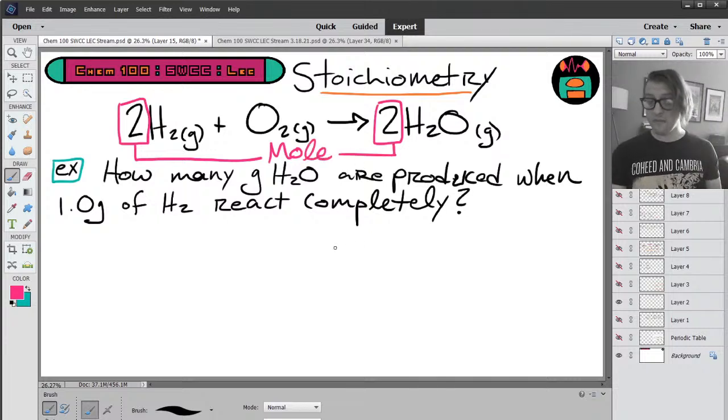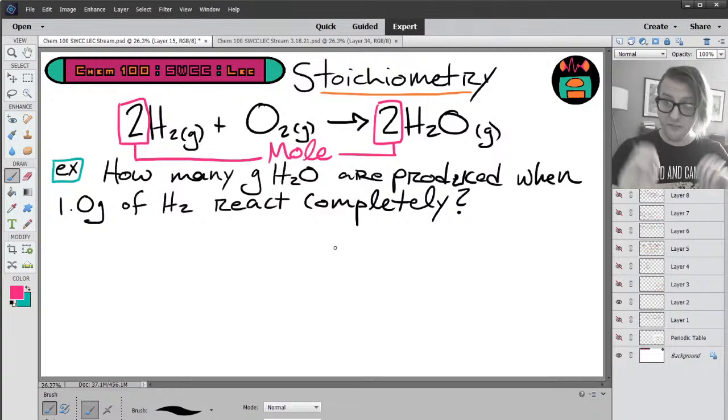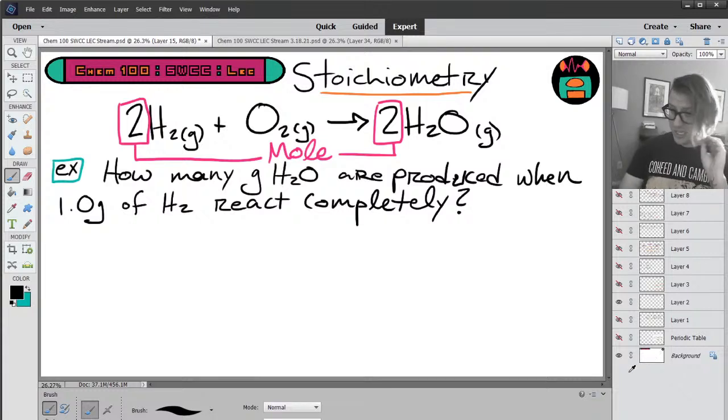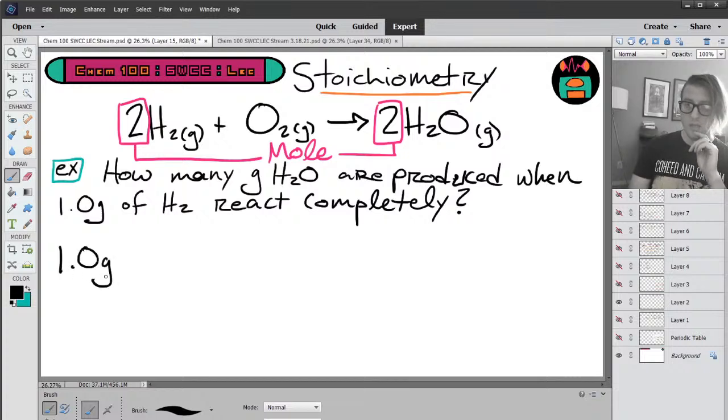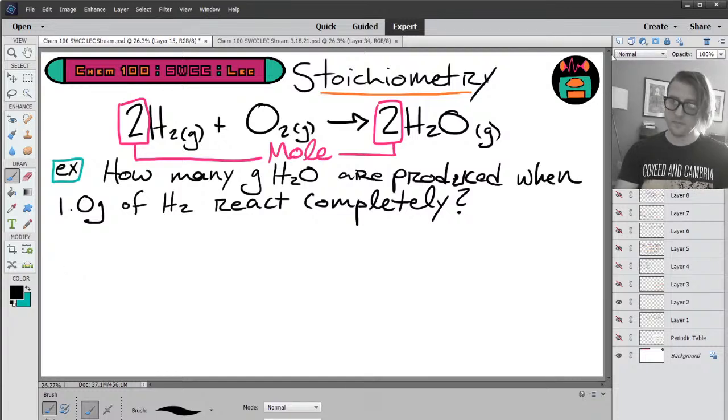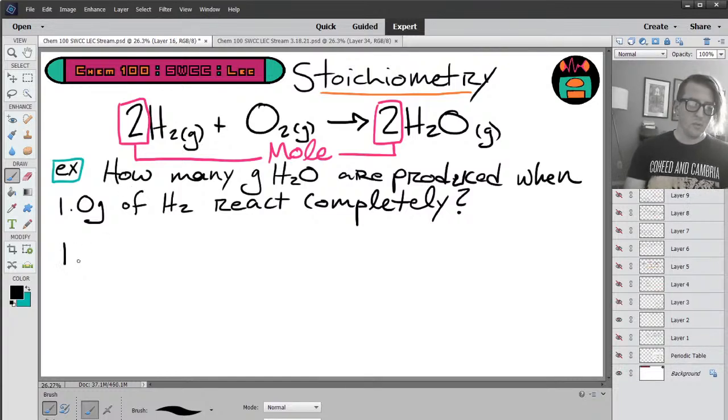It doesn't tell you that 1 gram of hydrogen produces 1 gram of water, it tells you 1 mole of hydrogen produces 1 mole of water. So you have to convert from grams to moles if you want to use the built-in unit conversion inside your chemical equation. All right, so always, first step, stoichiometry, always going to be converting grams to moles. Speaking of which, let's do so right now. 1.0 grams of hydrogen. Our first step needs to be to convert from grams of hydrogen to moles of hydrogen.